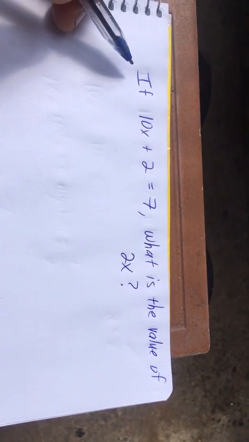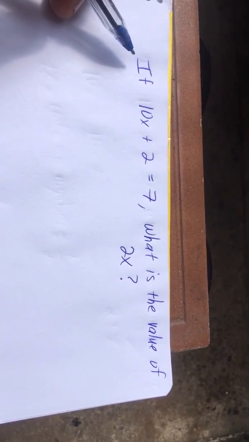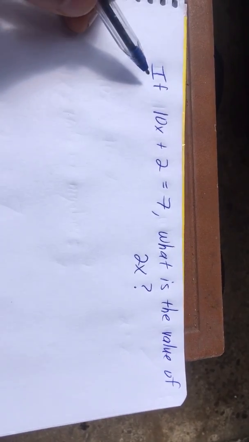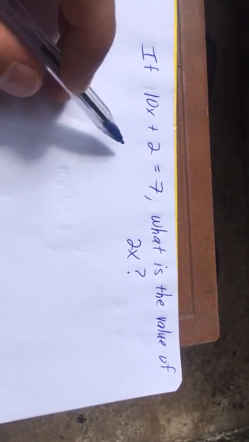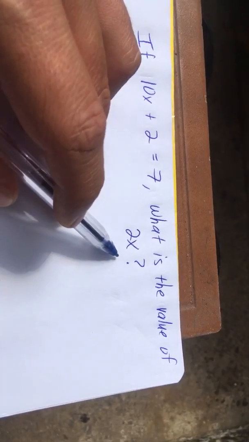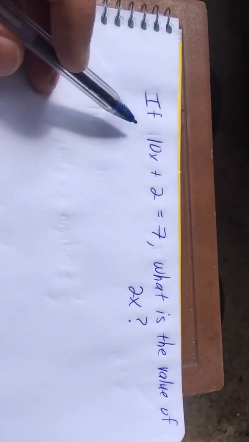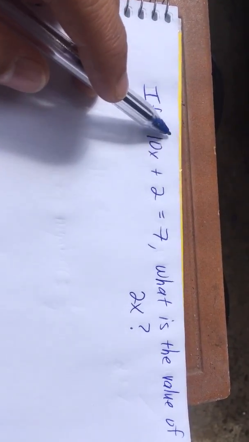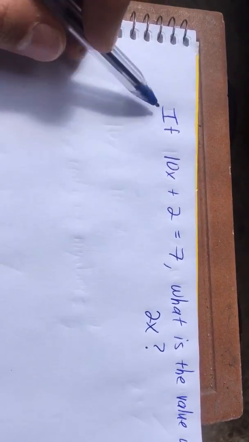Okay, here we go. So this is problem 1 of the link that I sent you. It says, if 10x plus 2 equals 7, what is the value of 2x? So how do we think about this problem? Let's first find out what's going on in this equation.